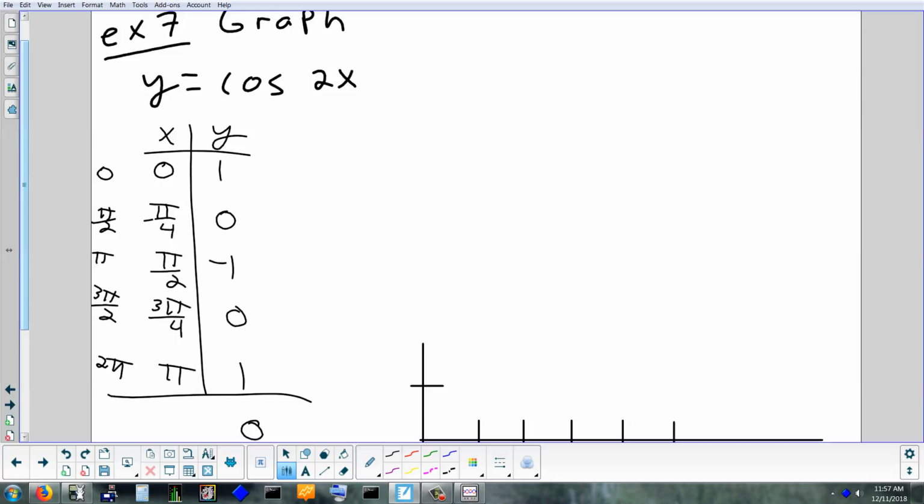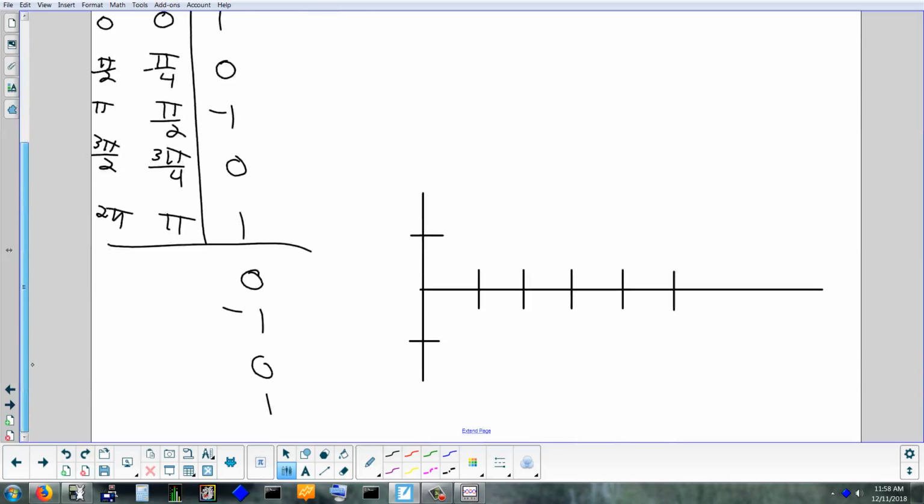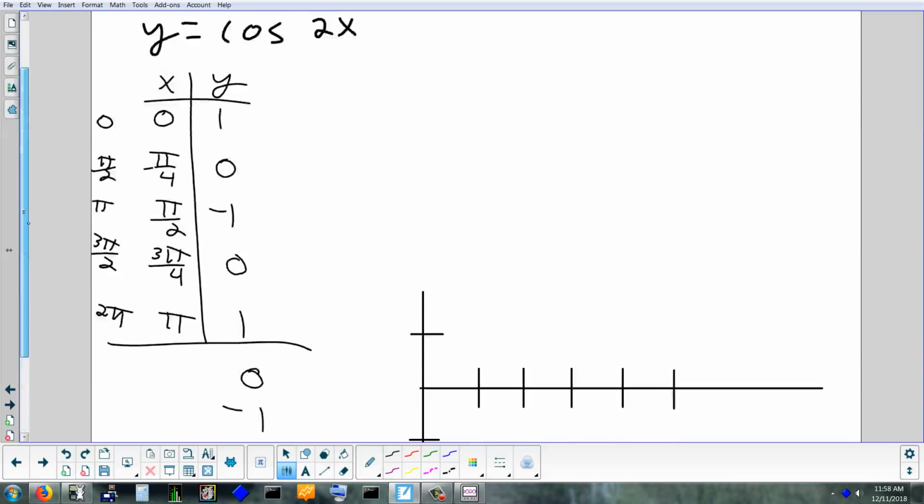And if you look at it and you're like, I don't see a pattern, it's because we don't have everything with the same denominator. If you did that, you'd see a pattern. 0 pi over 4, 1 pi over 4, 2 pi over 4, 3 pi over 4, 4 pi over 4. The next one would be 5 pi over 4, 6 pi over 4, 7 pi over 4, 8 pi over 4. And that's it. That's your table.